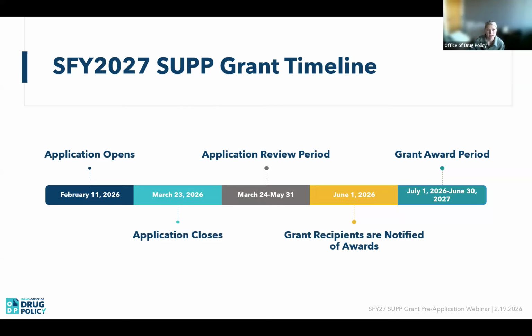And regarding the application period, February 11th through March 23rd, once you start an application, you can save your progress as you go and work on it throughout the application period. And all the information on how to do that can be found in that application guide.